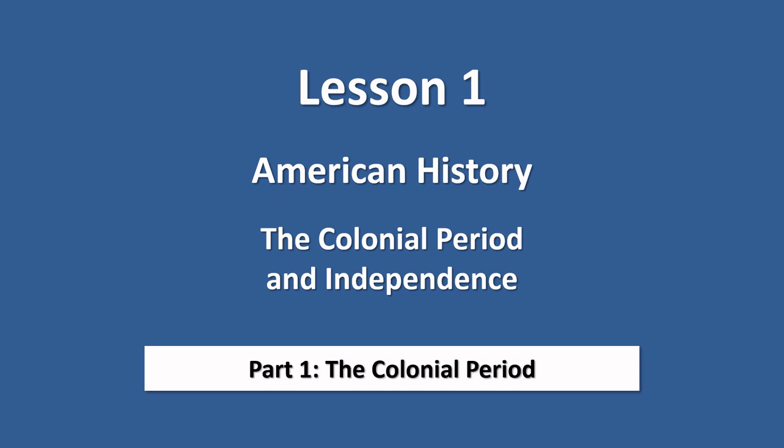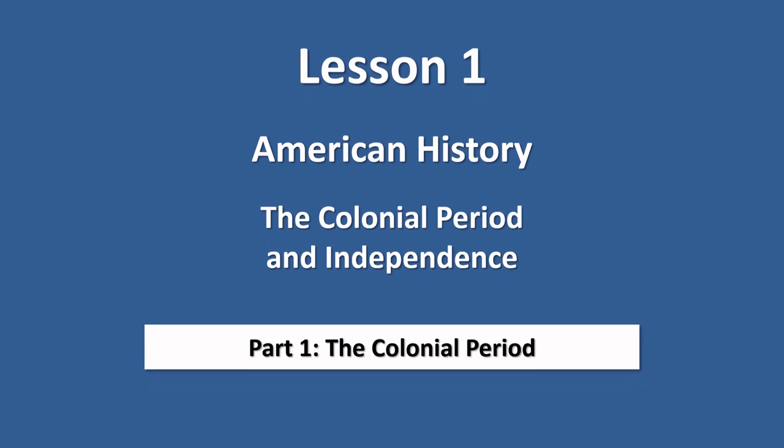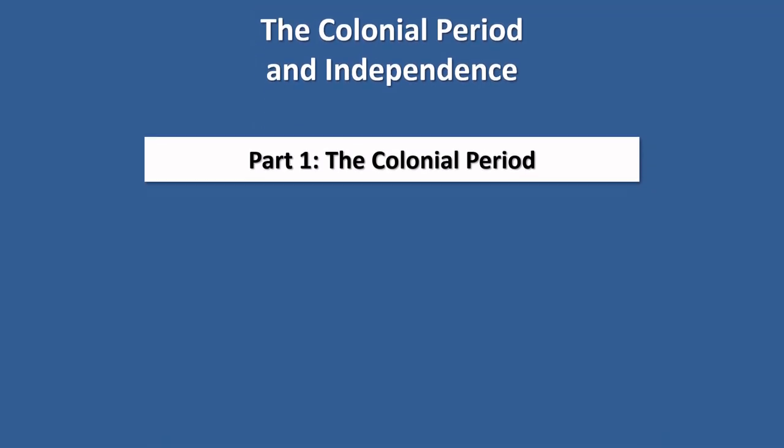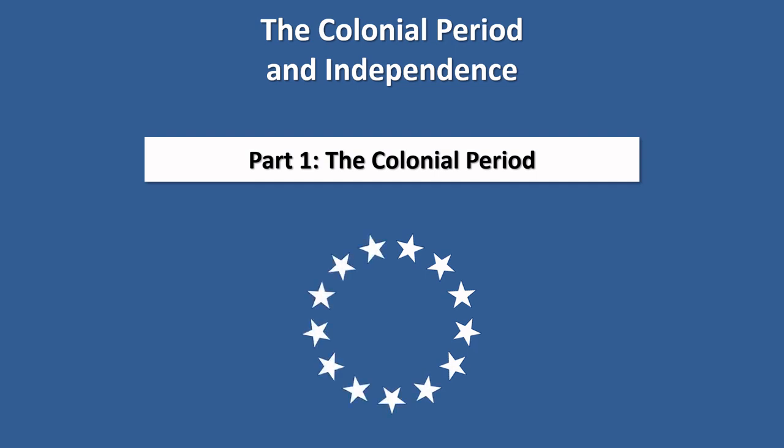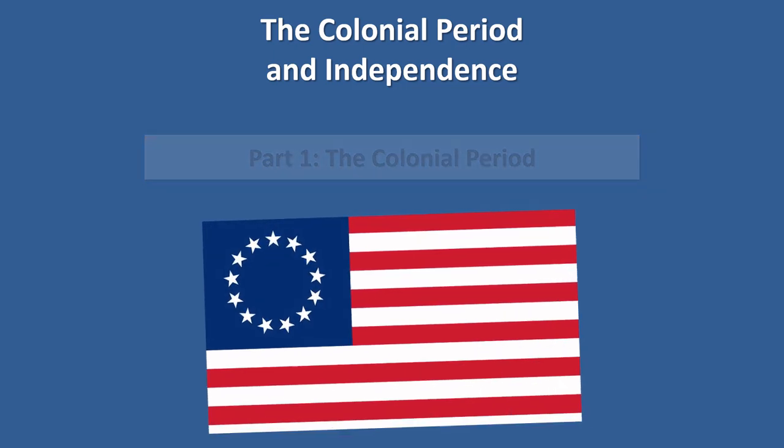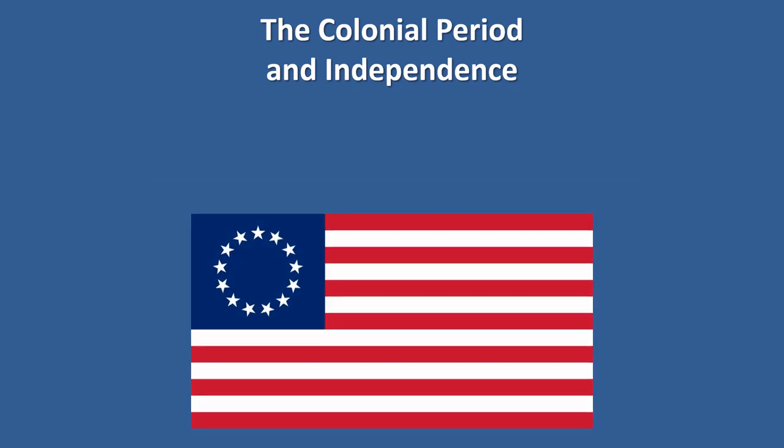This lesson discusses the colonial period of American history. It describes how the 13 original colonies came to exist and how those 13 colonies gained their independence from Great Britain, becoming the United States.